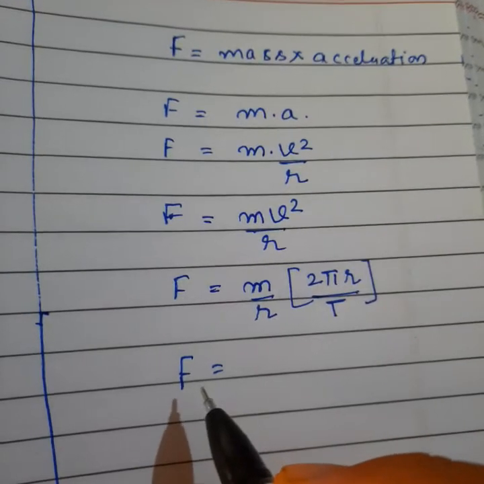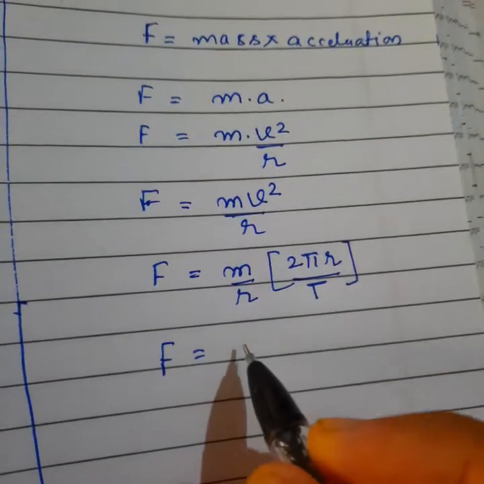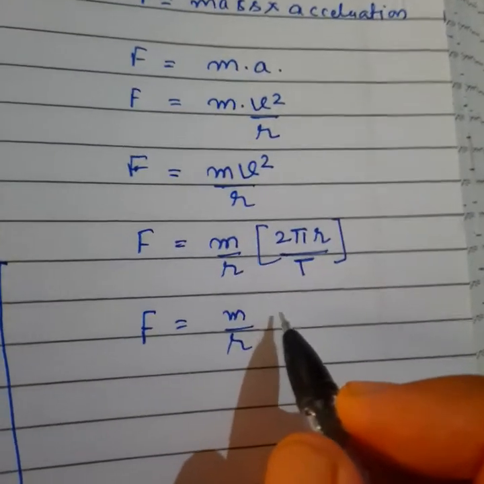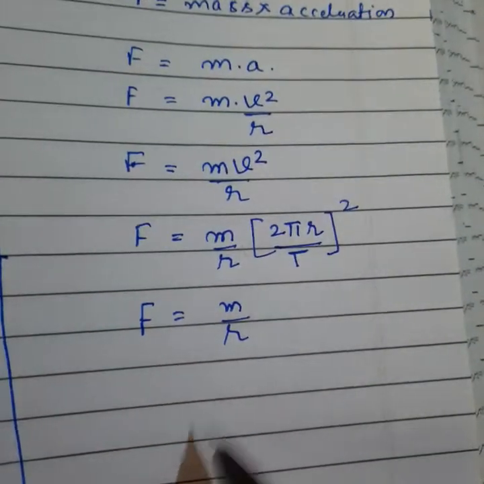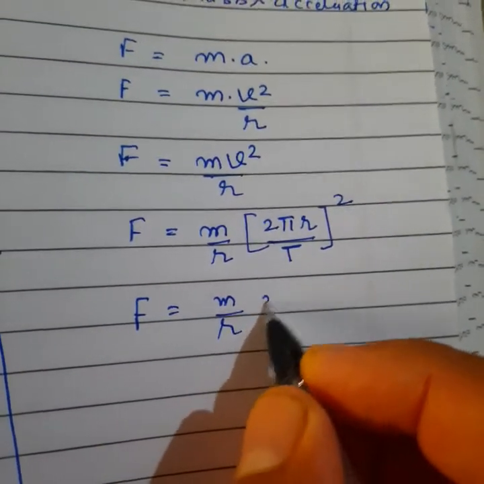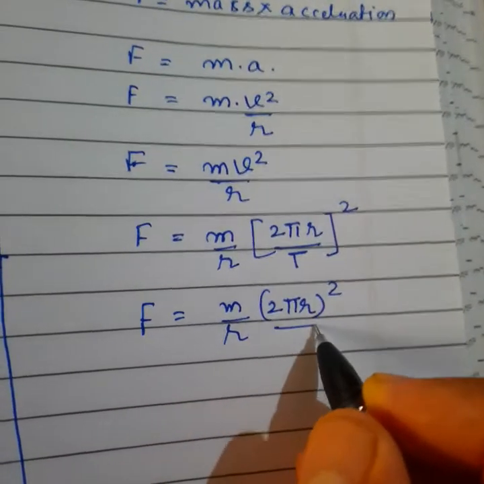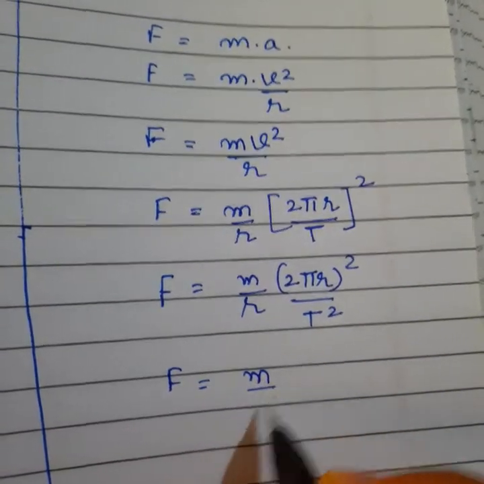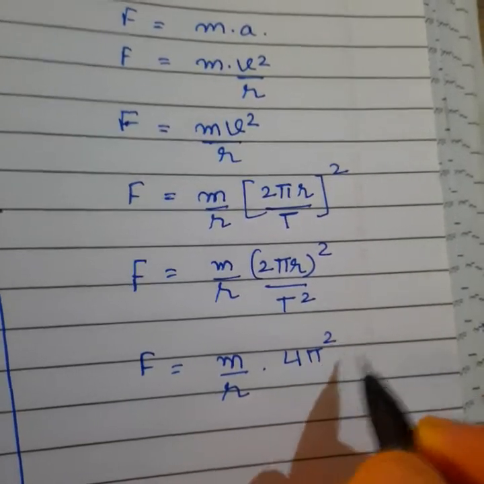When you write it 2-3 times in the rough notebook, I think you will understand it. Otherwise you can send me an SMS in the comment box to ask a doubt. Personally you can send me. So we will get a square here. Opening this square, we get 2 pi r whole square upon t square. Clear? So F is equal to m divided by r, times 4 pi square r square.